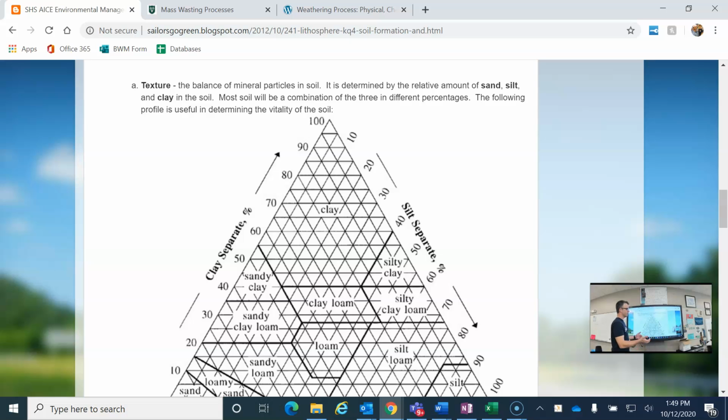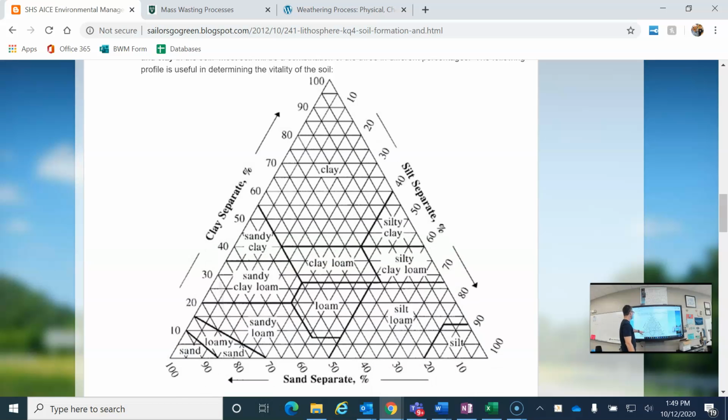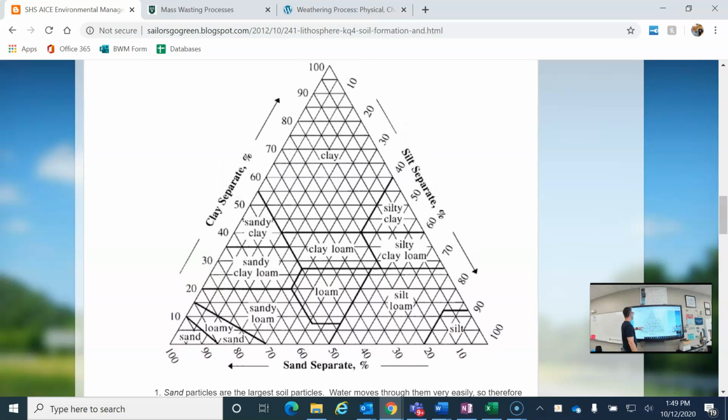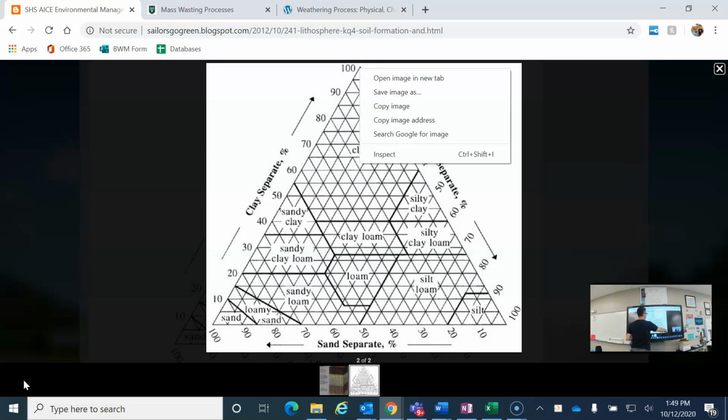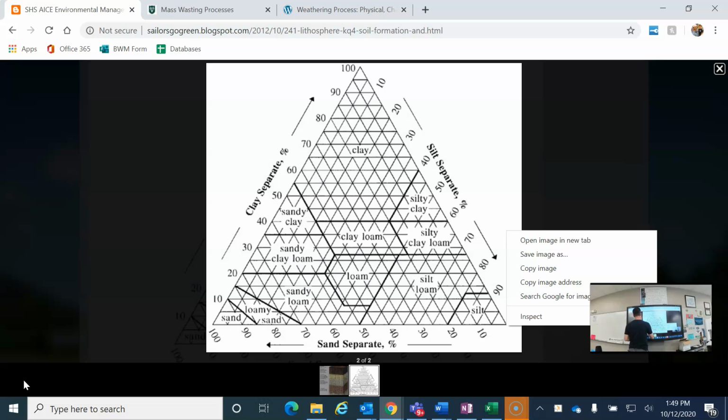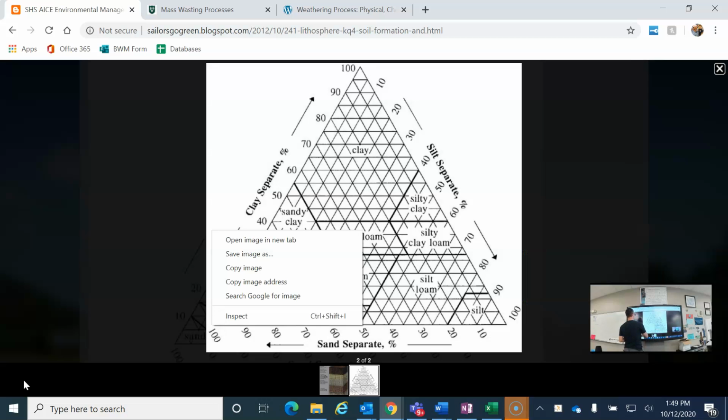So the smaller the particles, the more compact they usually will get on the surface. If you are to take the particles and separate them out, those three types, sand, silt, and clay, we have different names for the different combinations of those. And you usually use this thing called a soil triangle to figure that out. As you can see, 100% clay is on the top here, 100% silt is on the bottom right-hand corner, and 100% sand is on the bottom left-hand corner.